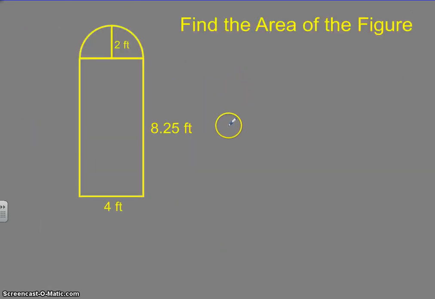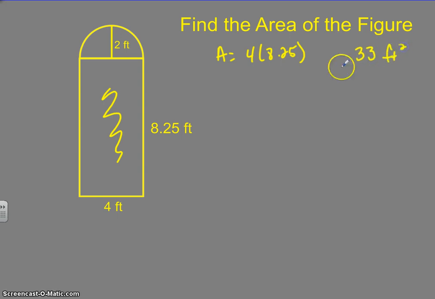Find the area of the figure. Well, we've got two things we're looking at. We're looking at this thing, then we're looking at this half circle. This is a half circle. Okay, this is just a rectangle. That's base times height. So the area of that is equal to 4 times 8.25. So let's multiply that first and see what we get. We get 33. So this first one is 33 square feet, because we're in area.